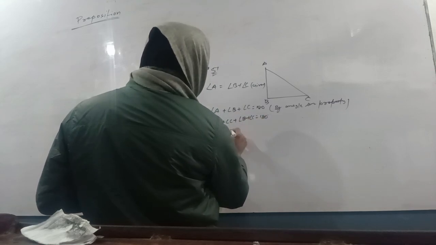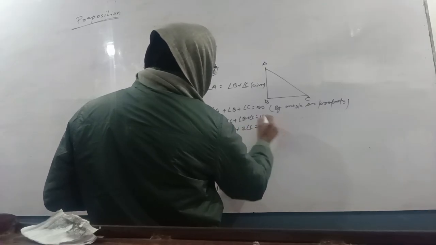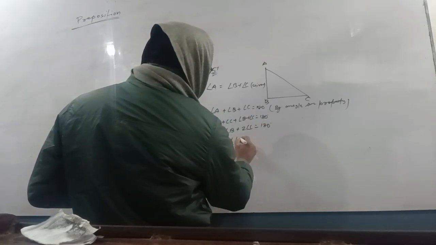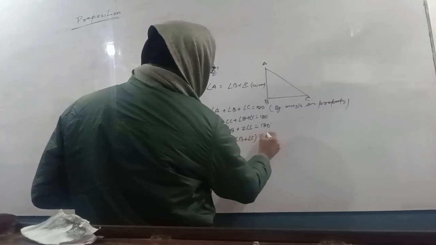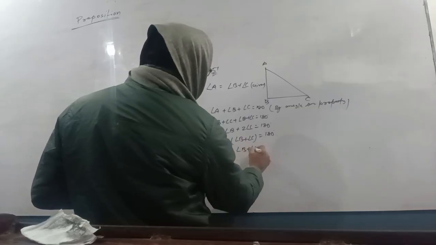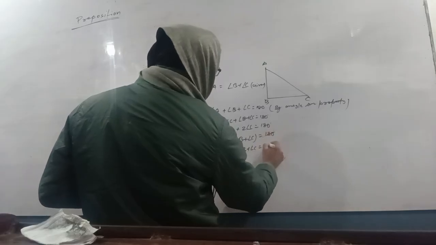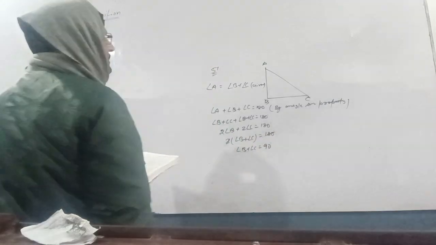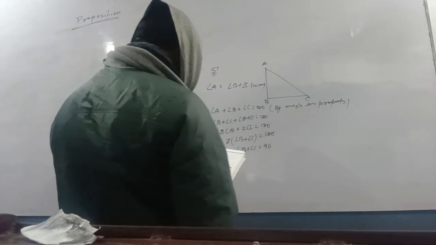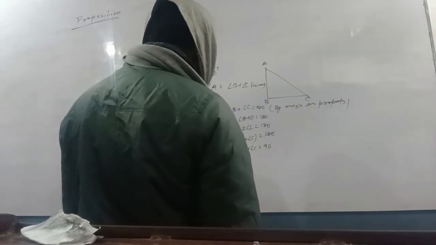So 2 angle B plus 2 angle C equal to 180 degree. So angle B plus C equal to 90 degree. So B plus C is equal to 90 degree. Now we have to prove that triangle ABC is a right angle triangle.